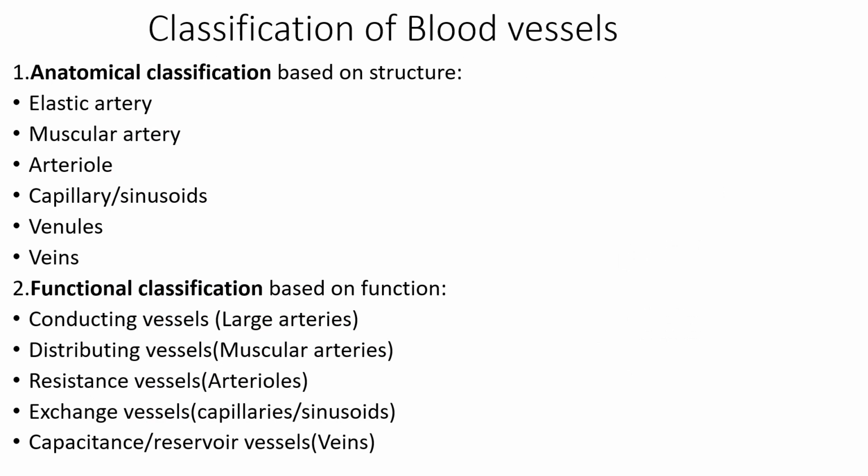The blood vessels are classified based on their anatomical structure as elastic arteries, muscular arteries, arterioles, capillaries and sinusoids, venules, veins. Depending on the function of blood vessels, they are classified as conducting vessels. So the large vessels arising from the heart are known as conducting vessels, and these large arteries like aorta will divide and redivide, and they will form the muscular arteries, and the muscular arteries are known as distributing vessels as they distribute blood to different organs.